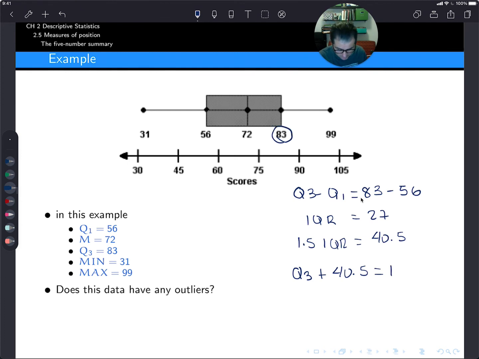It's 123.5. And these were scores from an exam. Nobody got above a 99. So no, there are no outliers on that side. Then on the lower end, Q1 minus 40.5 is not going to be there either, right? 56 minus 40.5 gives you 15.5, and nobody would get that score. The lowest was a 31. So there are no outliers in this data set.